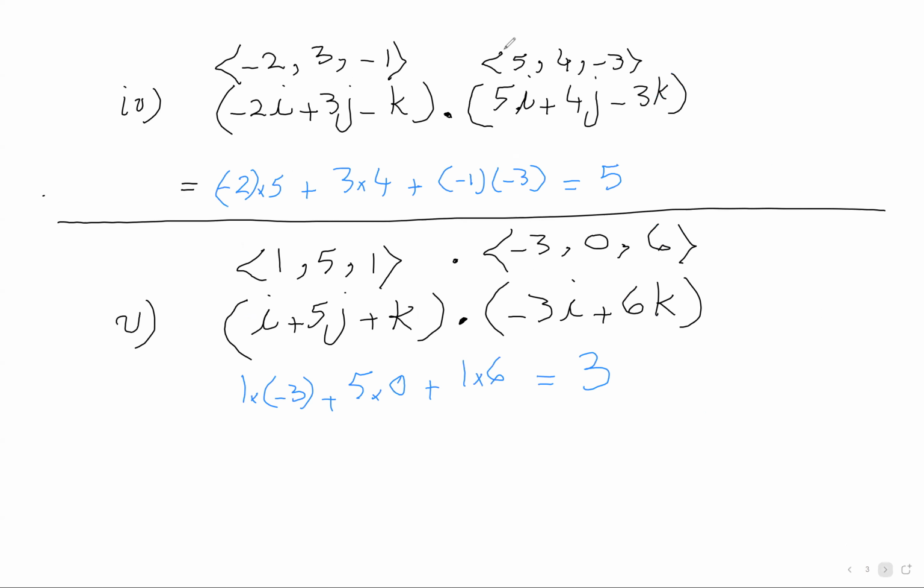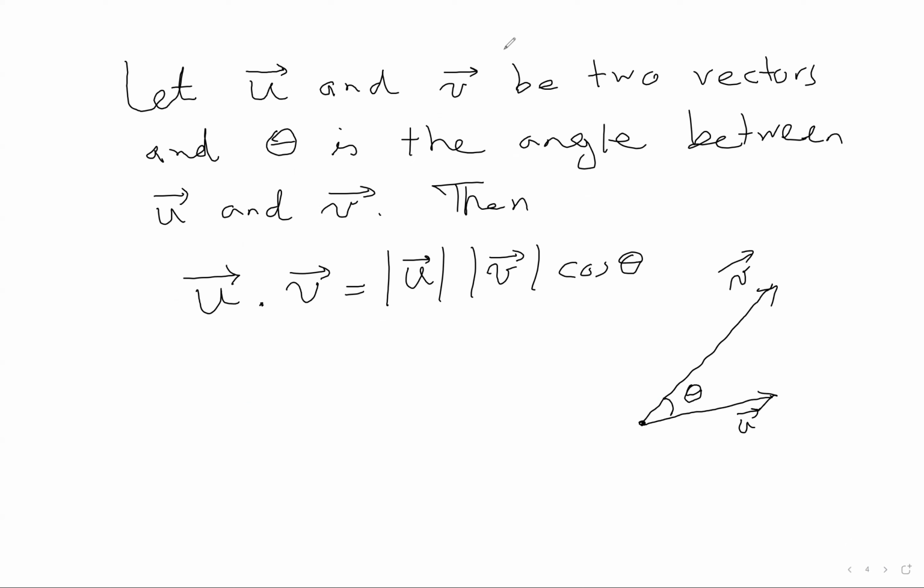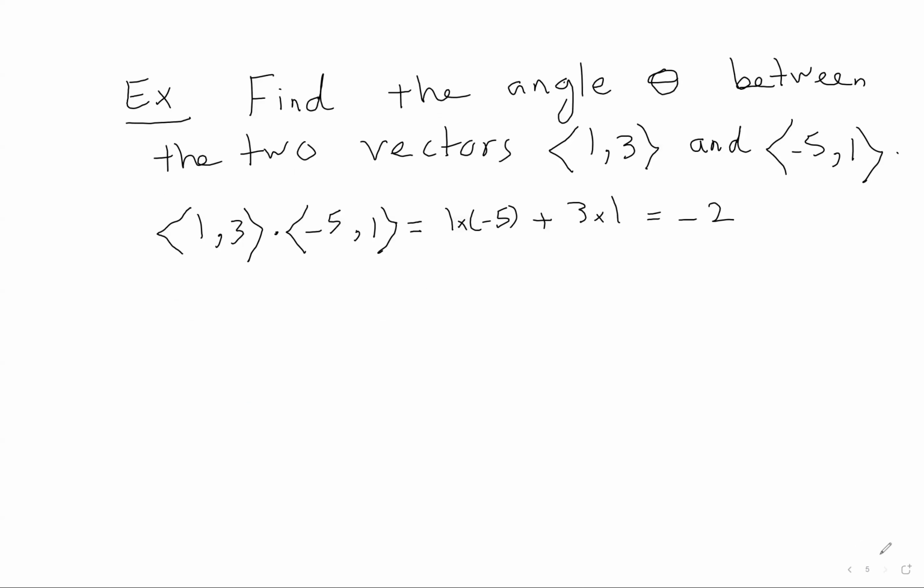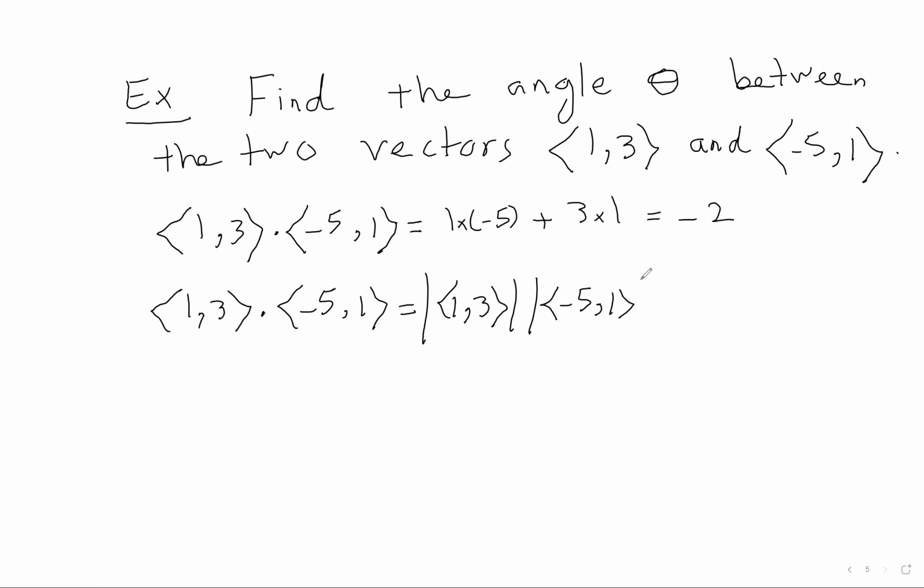But let me use the other way of obtaining the dot product. So here, the dot product of these two vectors is the length of the first one times the length of the second vector times cosine of the angle they make.